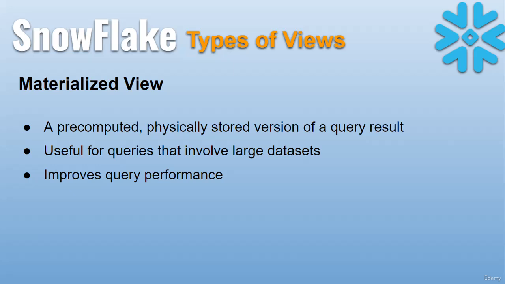The next type of view is the materialized view. A materialized view is a pre-computed, physically stored version of a query result. It's useful for queries that involve large data sets and complex computations. Materialized views improve query performance by reducing the need to recompute the same data repeatedly.